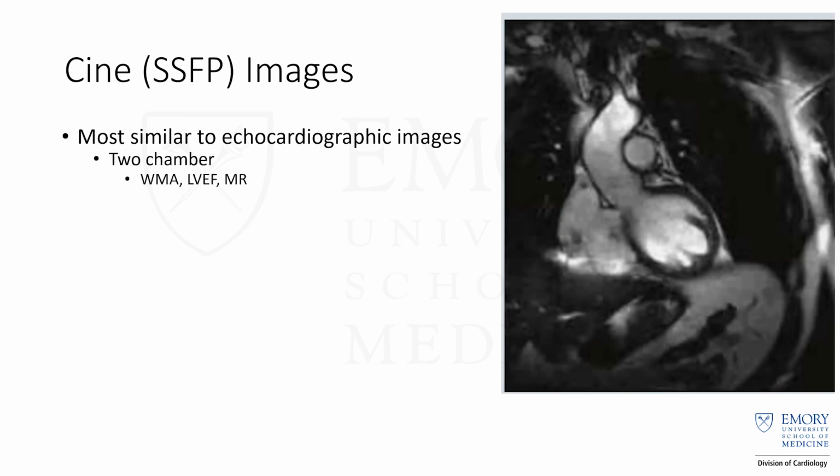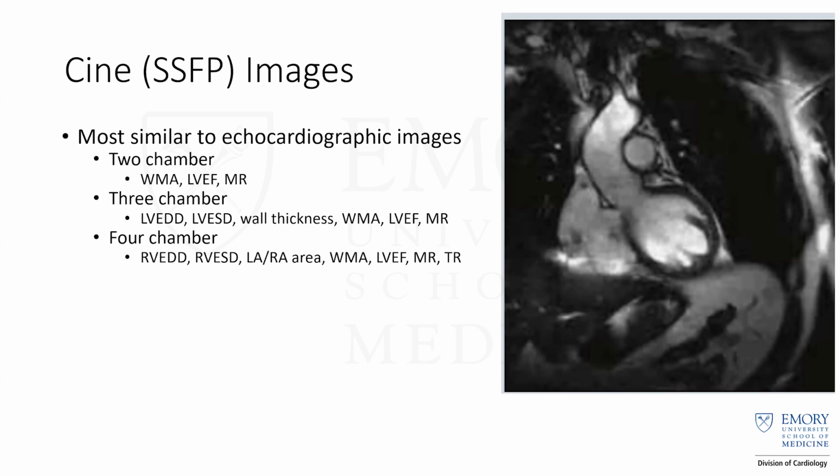The basic images, the ones we get the most of, and that are honestly most similar to what we're used to looking at with echo, are these cine or SSFP images. Like I said, these are most similar to echo. We get a 2-chamber image where you're looking for wall motion, EF, and any evidence of MR. 3-chamber images, similar to echo, where you're measuring your LV volumes and sizes and wall thickness, as well as looking at wall motion, EF, and MR. A 4-chamber view, the horizontal long axis view, where you get to see your RV. We also get our atrial areas and volumes from this view and look at TR.